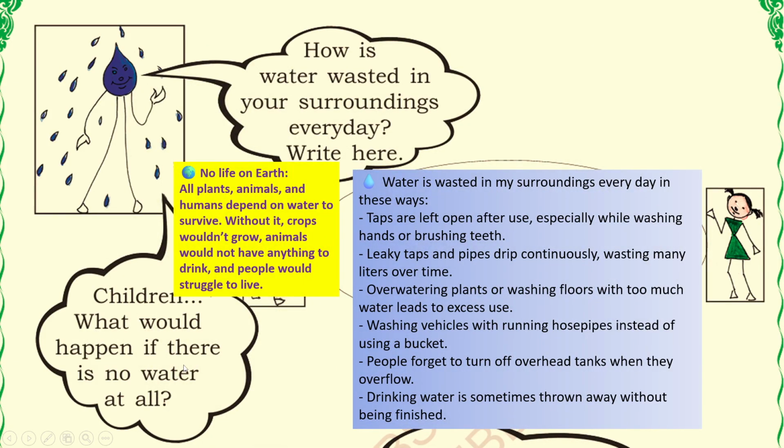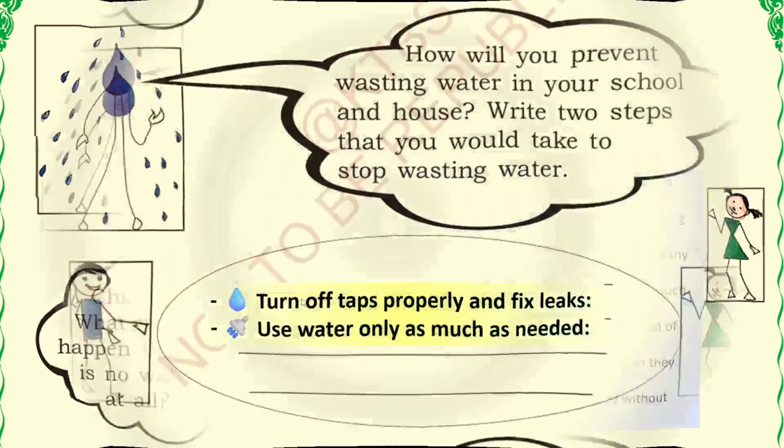Children, what would happen if there is no water at all? No life on the earth. No water, no life. All plants, animals, and humans depend on water to survive. Without it, crops wouldn't grow, animals would not have anything to drink, and people would struggle to live.